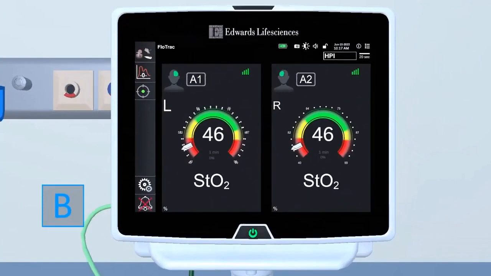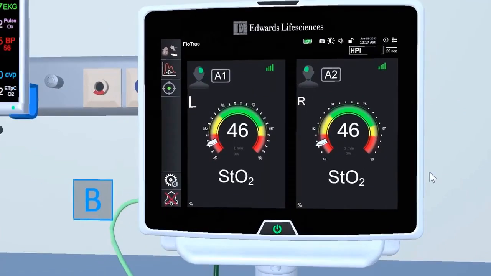Notice O2 sats are very low on both hemispheres. There is no difference between the two readings since the entire brain is fully perfused by the native heart.